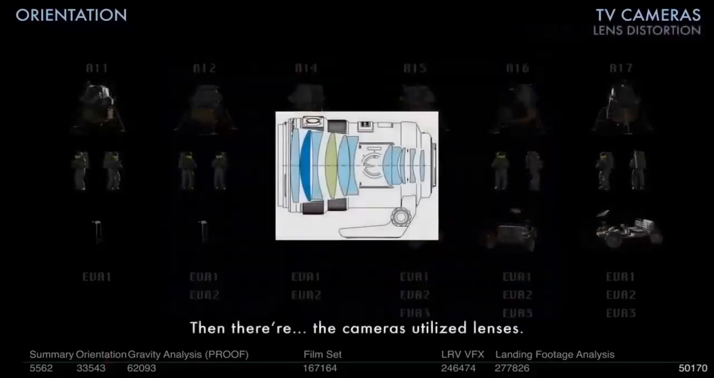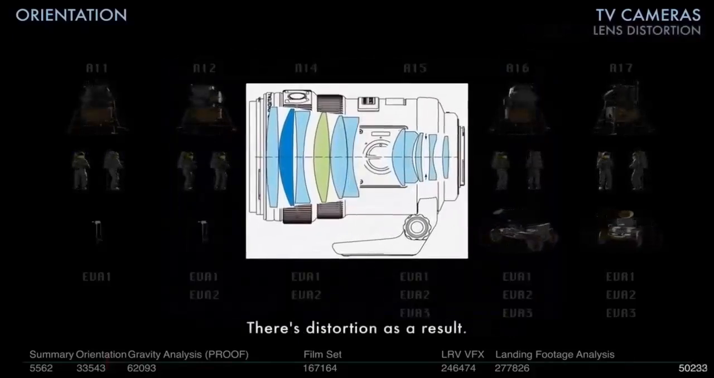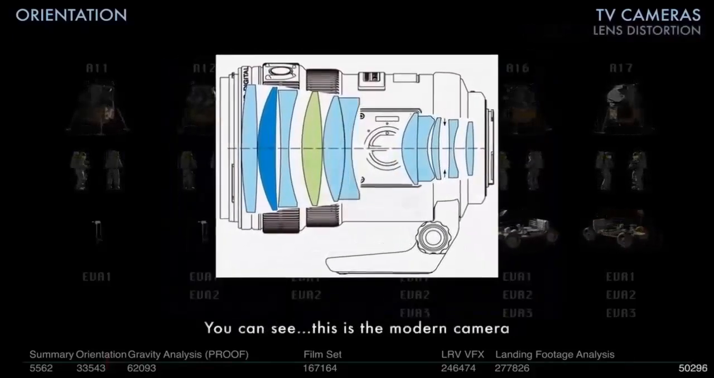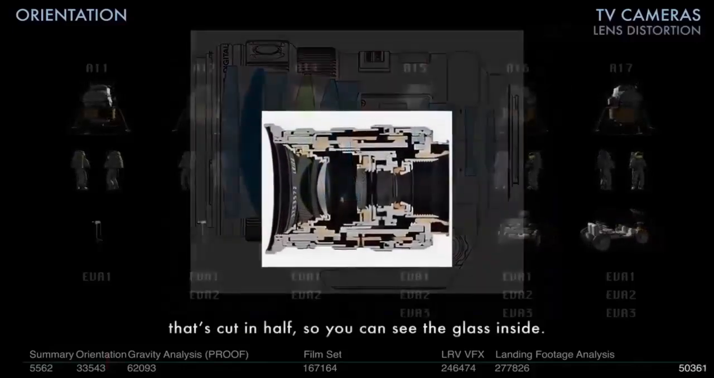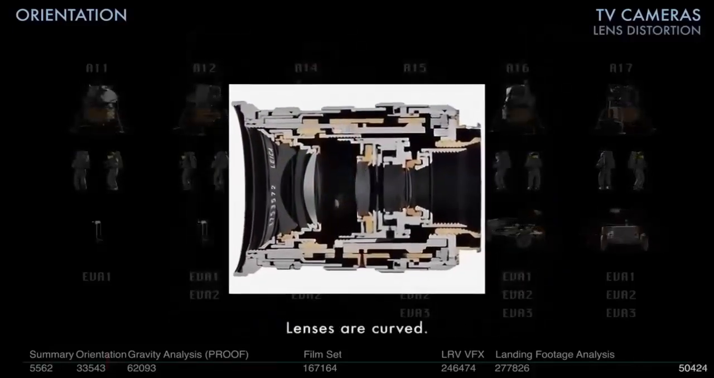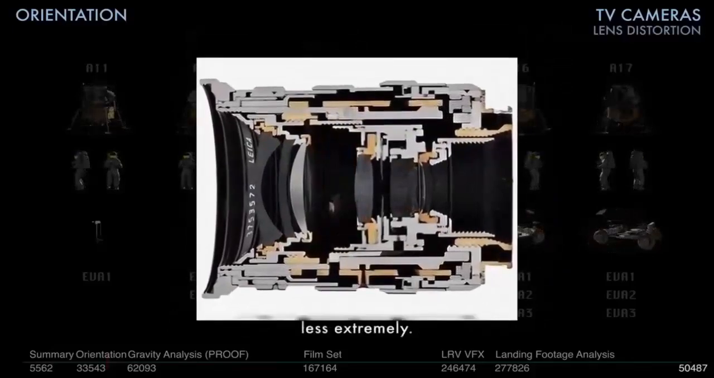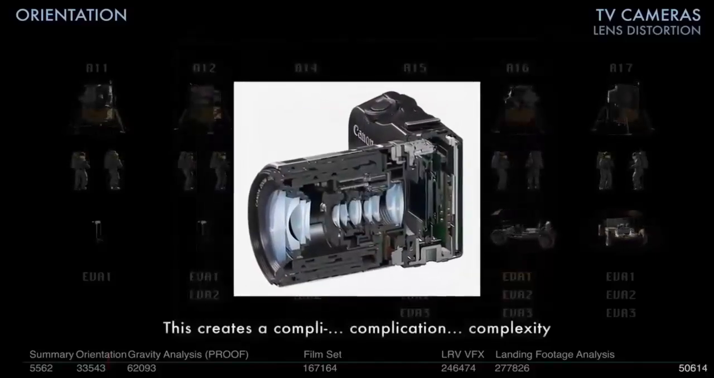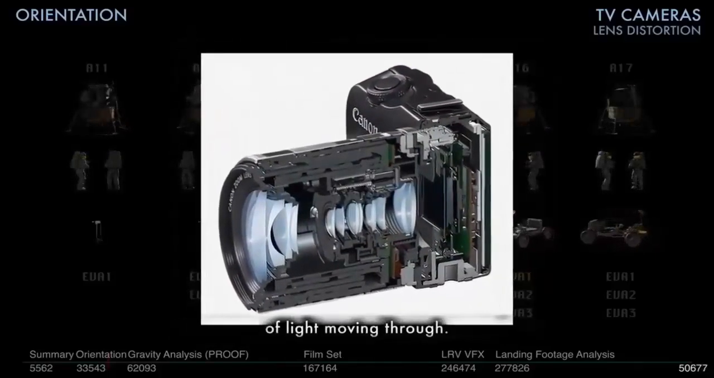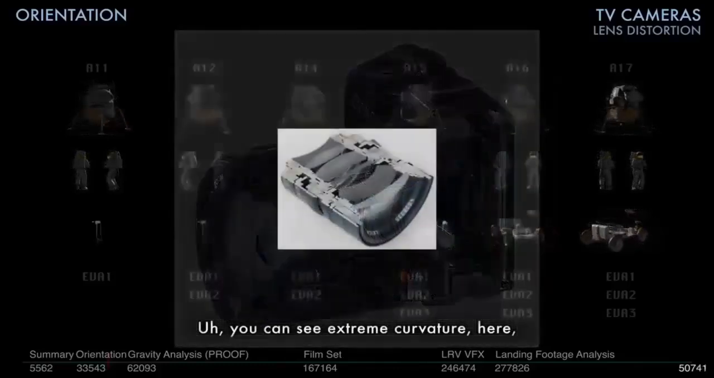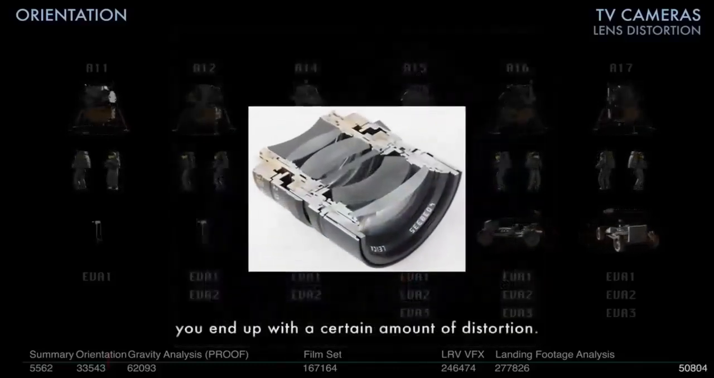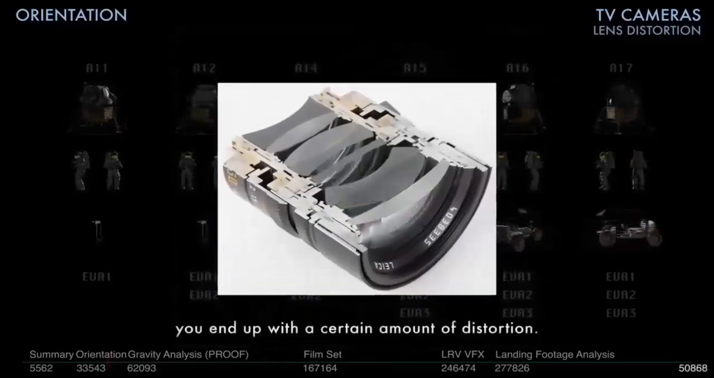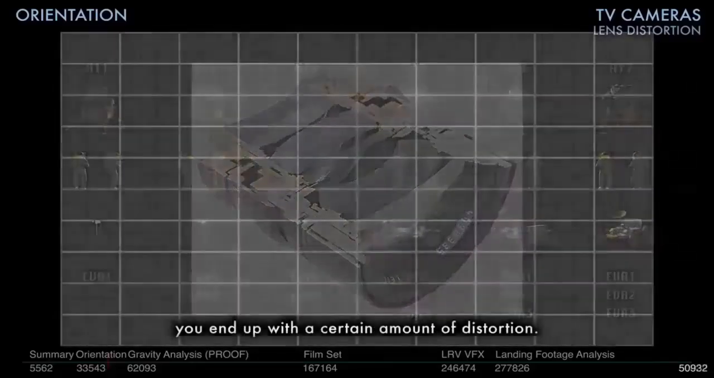Then there's the camera's utilized lenses. There's distortion as a result. You can see this in the modern camera that's cut in half so that you can see the glass inside. Lenses are curved, more extremely, less extremely. There's an array of lenses. This creates a really complex situation of light moving through, and then you see the extreme curvature here depending on the lenses utilized. You end up with a certain amount of distortion.